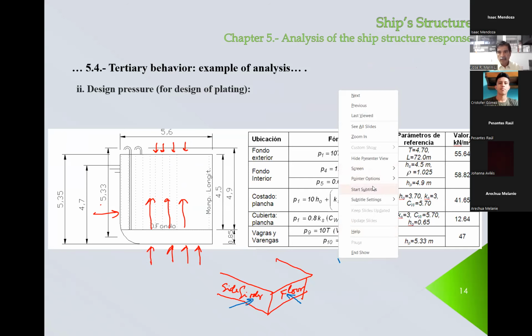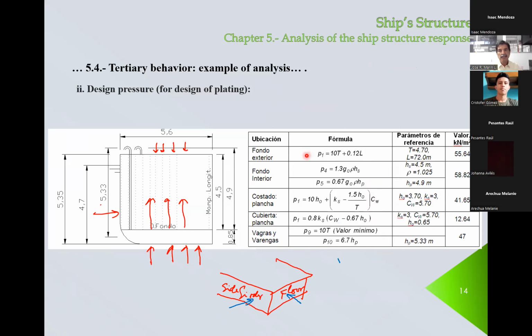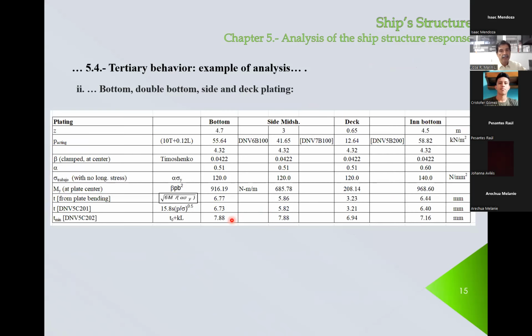Hopefully this is useful to you. And this is the formula that was employed to calculate each one of the pressures on each one of these sides. And then with the pressure, we can go on and calculate the thicknesses.